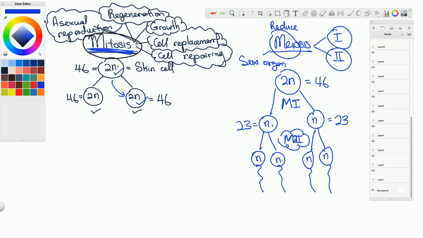Mitosis has all these functions, and what comes out is diploid. So about the difference between mitosis and meiosis in terms of function: mitosis is for growth, cell replacement, cell repairing, regeneration, and asexual reproduction. Meiosis has one purpose, to form sex cells or gametes. Now we go through the detailed one. We start with mitosis.